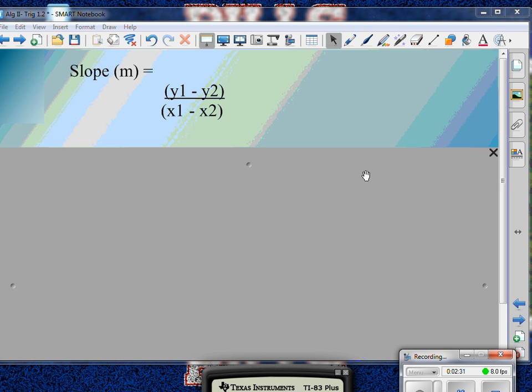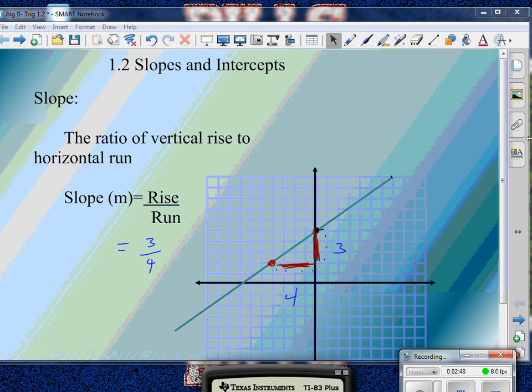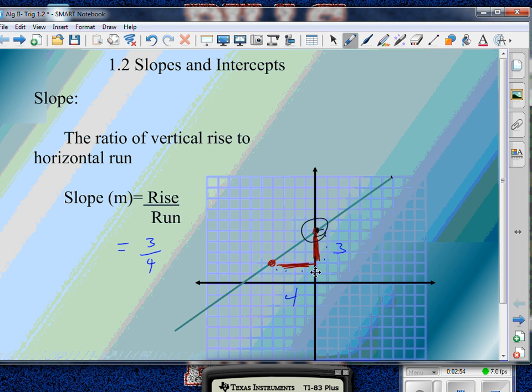This formula should look familiar from Algebra 1. Slope is y1 minus y2 over x1 minus x2. Those should be subs. Going back to our last problem, what's this coordinate right here? Let's see. 1, 2, 3, 4, 5. 0, 5. What's this coordinate here? 1, 2, 3, 4. So it's -4, comma, 2, because it goes up 2.